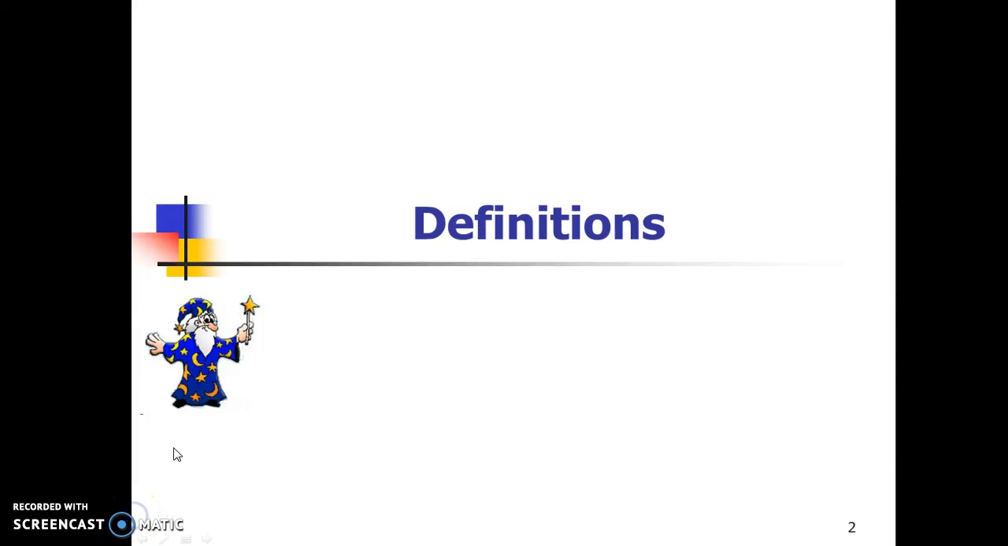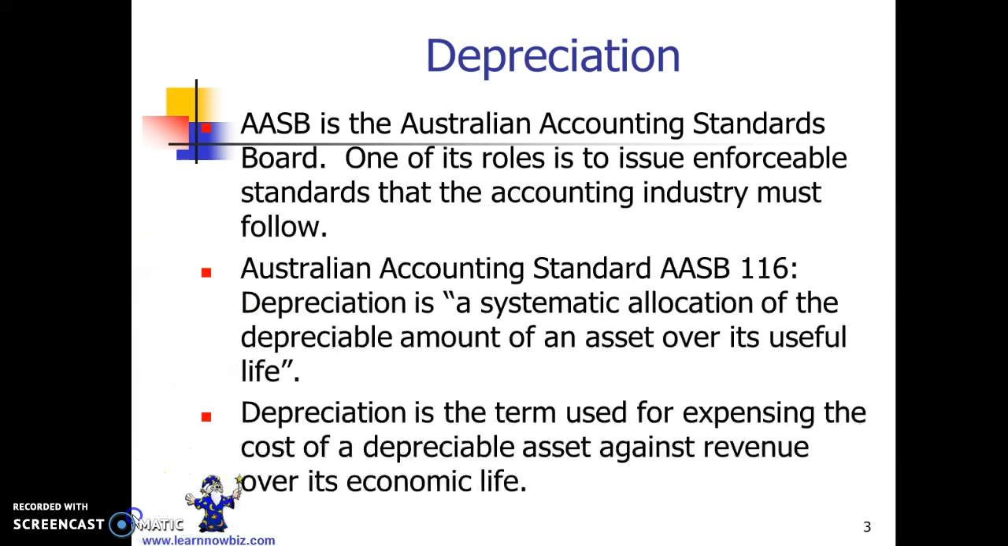Lesson 1. Let's have a look at some definitions. AASB gives a definition of depreciation. We learned something about the AASB in the earlier part of your course. You'll see in front of you a definition which is given by the AASB. Now this definition is a little bit complex at this stage.